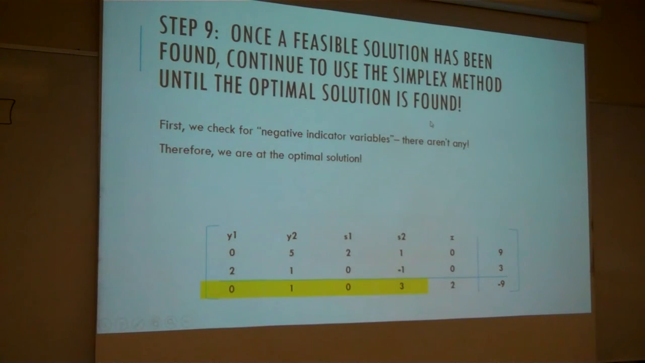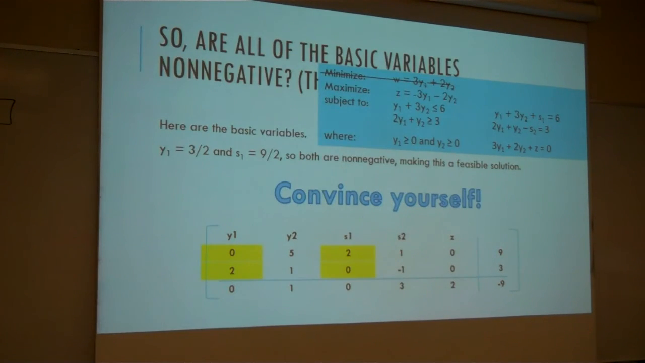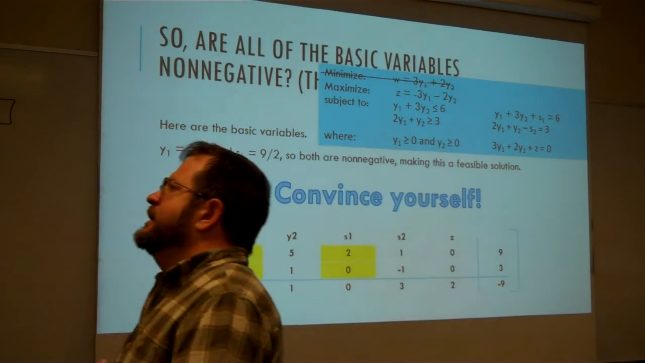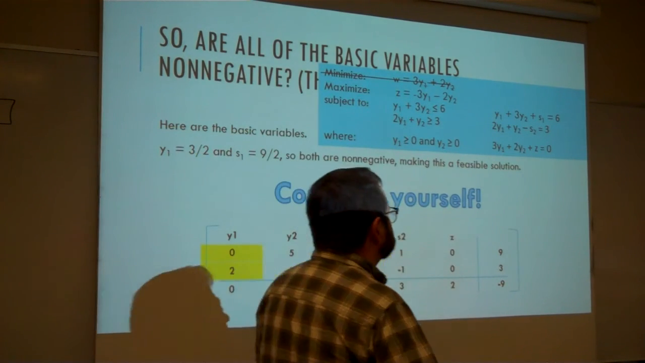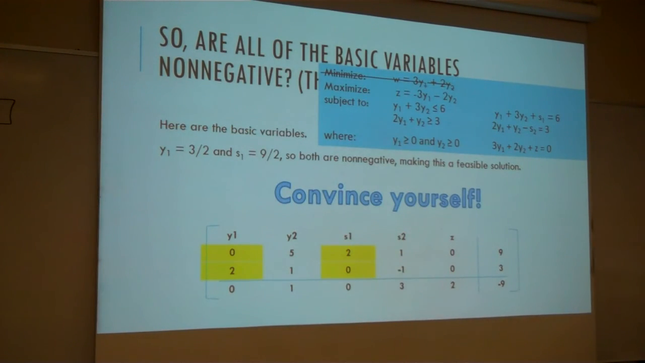Yeah, I know we're moving a little faster toward the end. I apologize. But you can go back to your original slide and prove to yourself that this is at least feasible, which makes sense because all our slack and surplus variables are 0 or greater, so not negative. It would work.